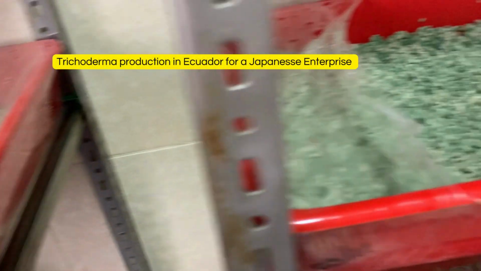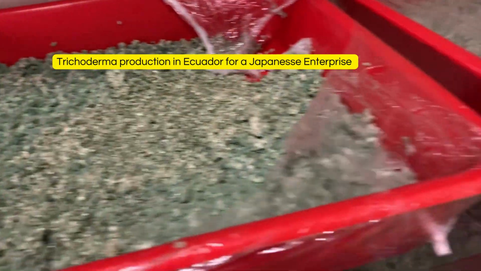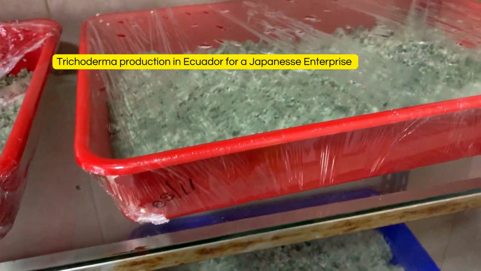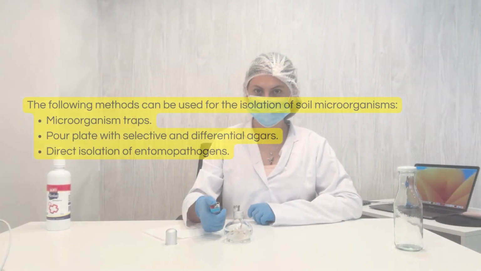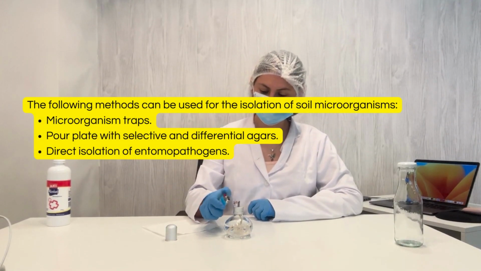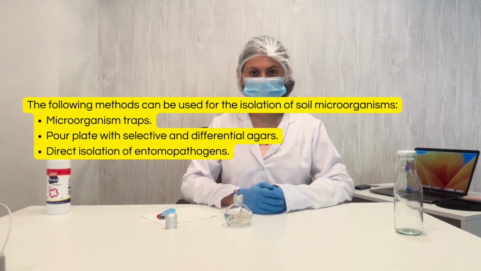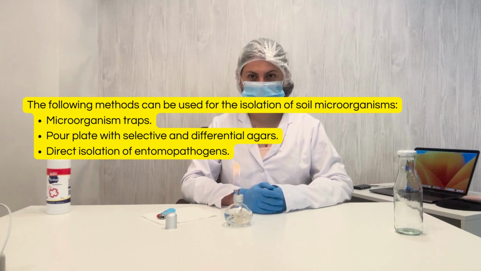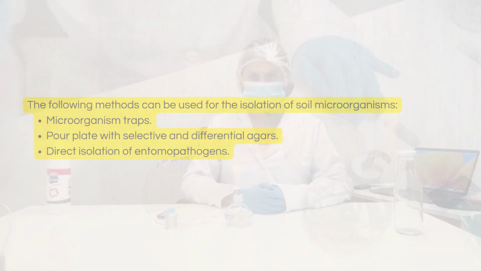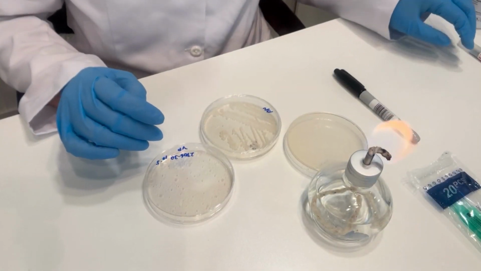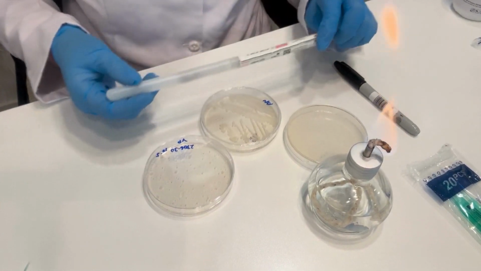It is preferable to try to extract microorganisms from the geographical area adapted to the conditions of said area. There are several methods that can be used to perform these processes. The following methods can be used: microorganism traps, pour plate with selective and differential agars, direct isolation of entomopathogens.